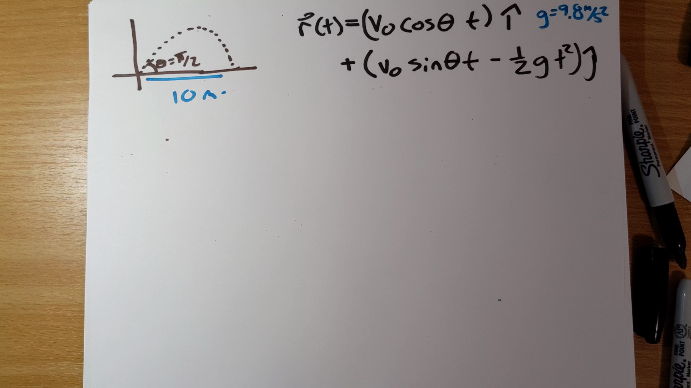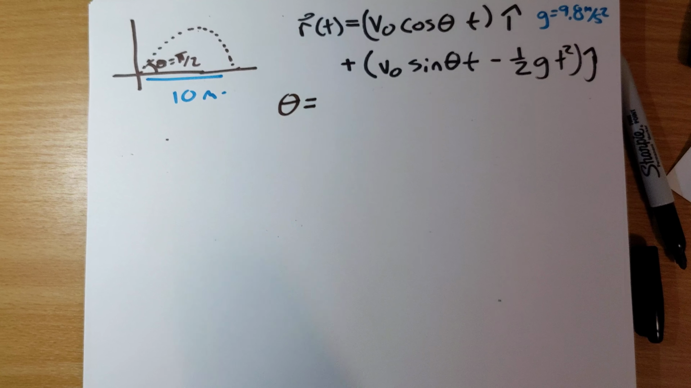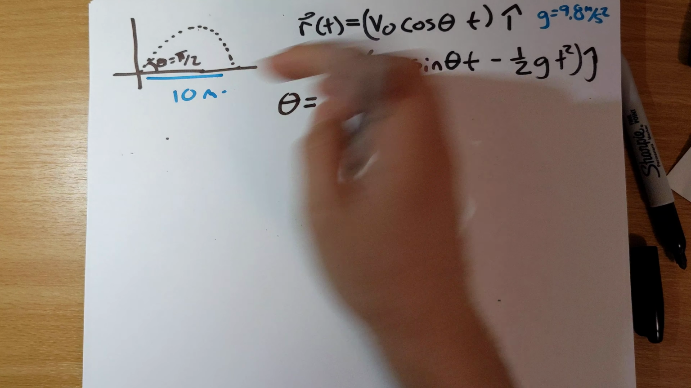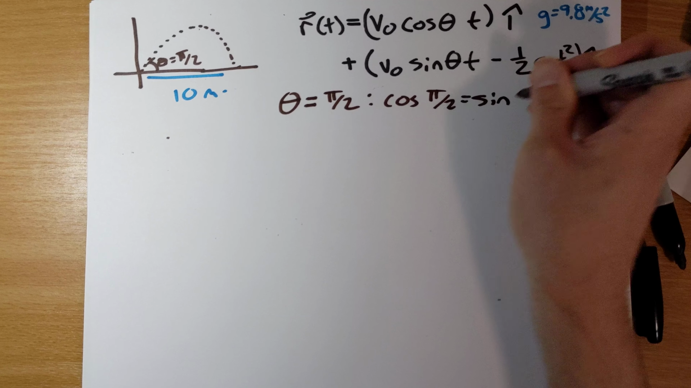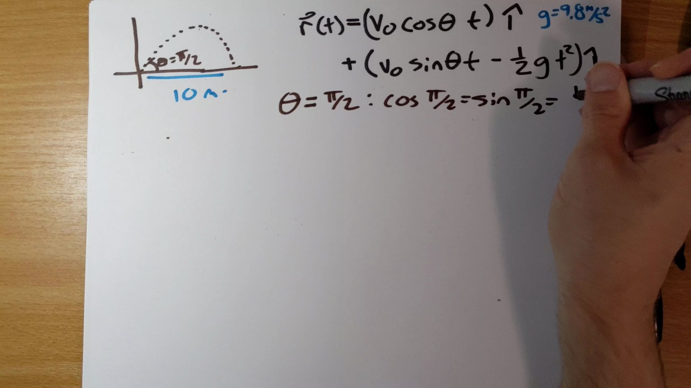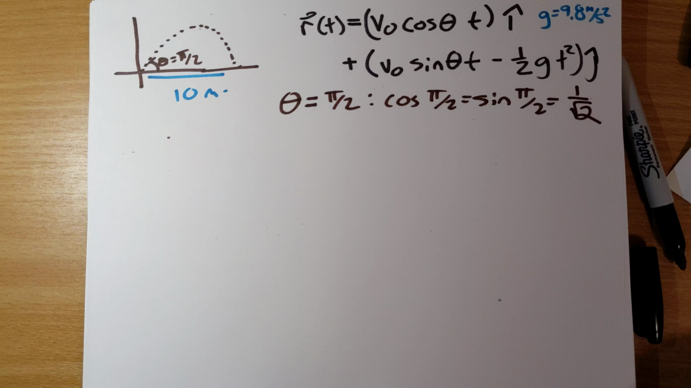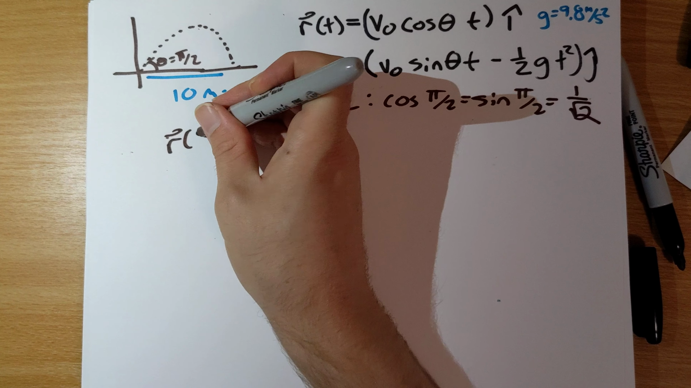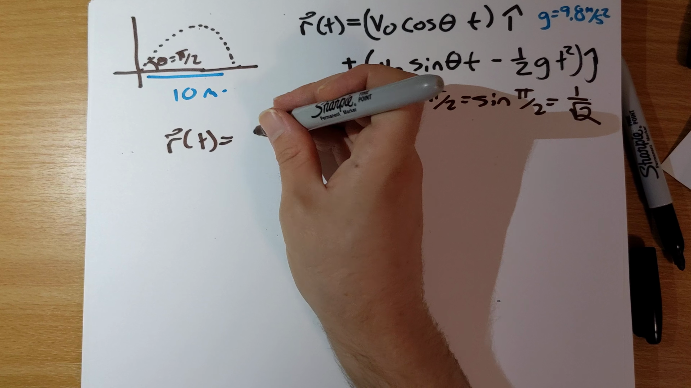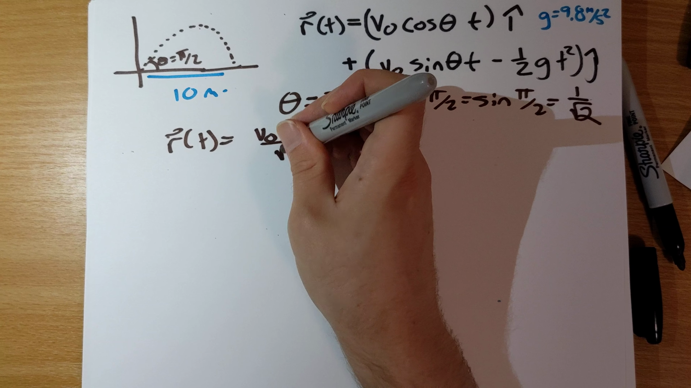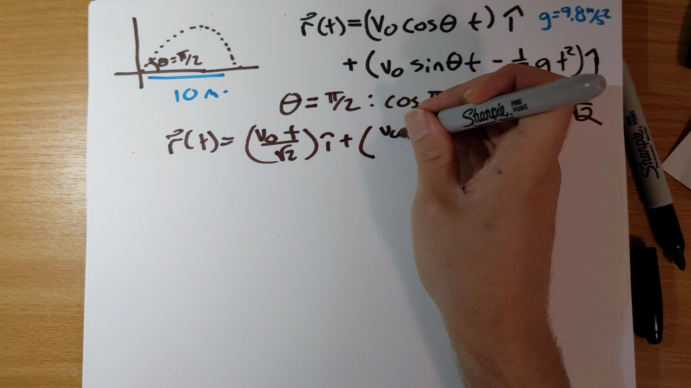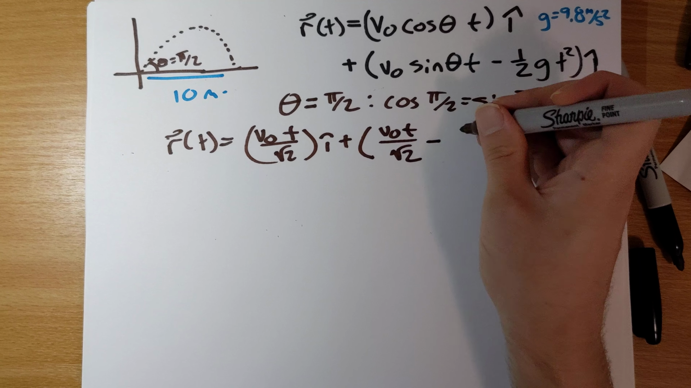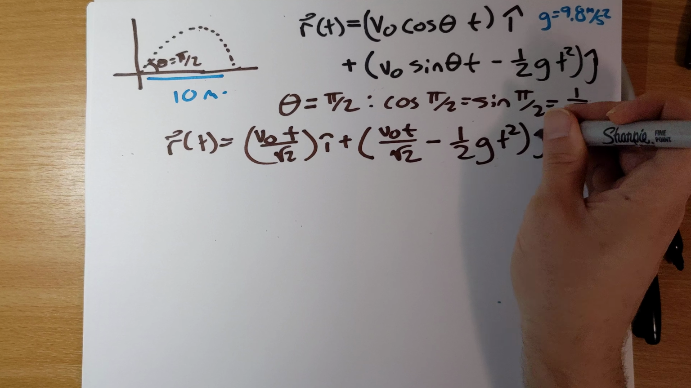Okay, so in this problem, we are given that theta is going to equal pi over 4. So cosine of pi over 4 and sine of pi over 4 are both equal to 1 over square root 2. So our r of t is going to be v naught t over square root 2 i hat plus v naught t over square root 2 minus 1/2 gt squared times j hat.